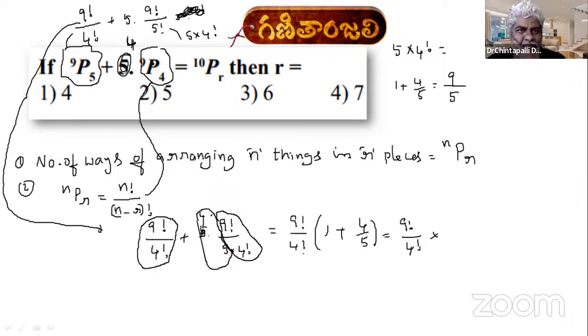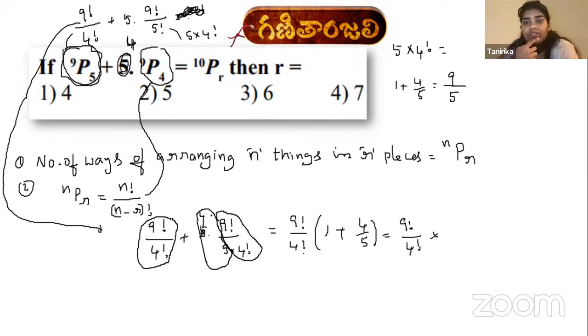5 factorial only. What about 9P5? 9 factorial over 4 factorial, 9 factorial by (9 minus 5) factorial. Okay, I think it is a mistake. I will check it.